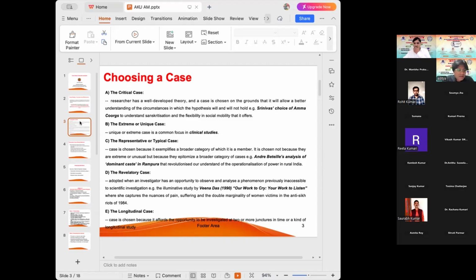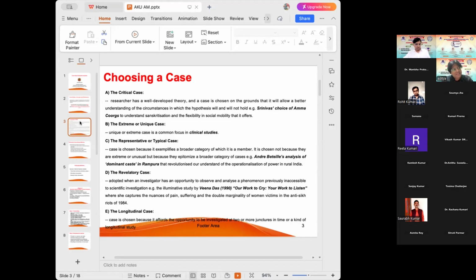Now, there is also another case, a revelatory case. What is a revelatory case? There were studies which were talking about the fact that whenever there is a crisis, for example a riot or a communal fight, generally women are raped and they are seen as embodiments or symbols of the particular culture. And that's why women are targeted mostly.